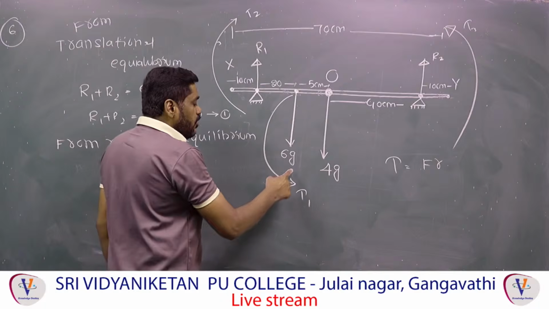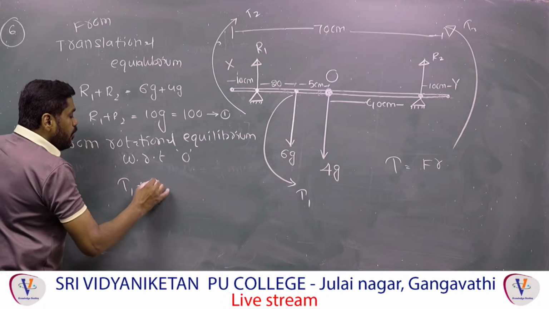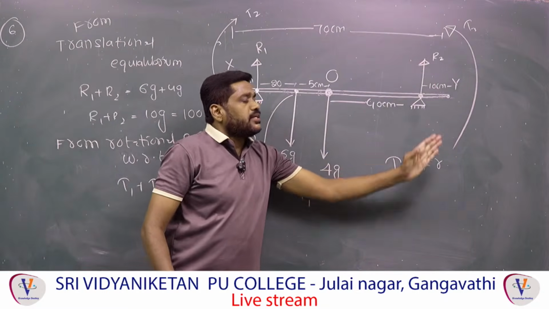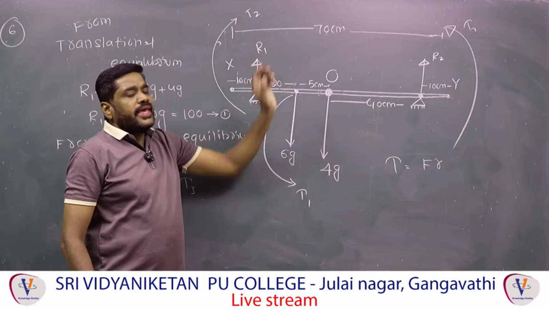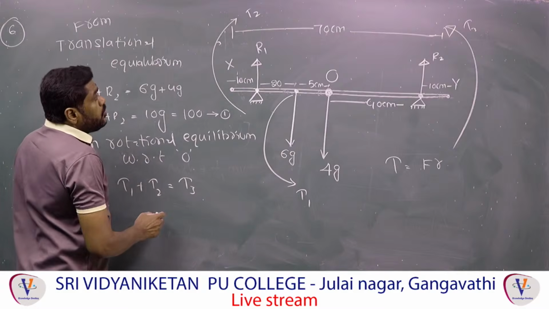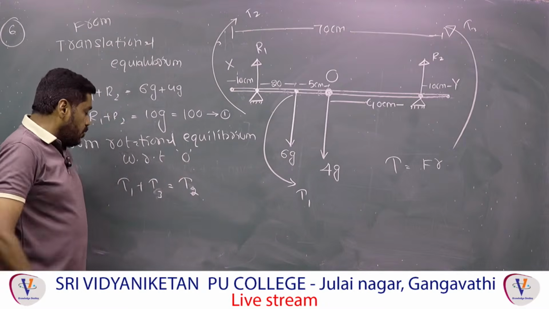So how many forces are there? Now tau 1, I am saying. So tau 1 plus tau 2 is equal to tau 3, because both are constituting that anti-clockwise torque. This single force is producing a clockwise torque. Therefore, tau 1 plus tau 3 is equal to tau 2, you can substitute. So what is tau 1?